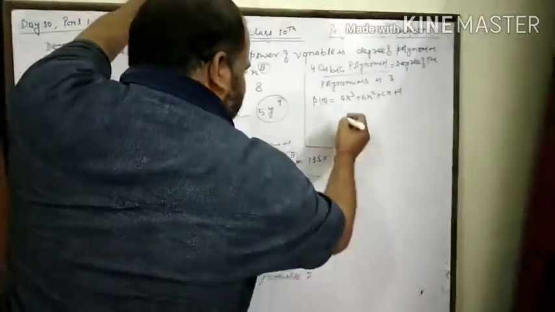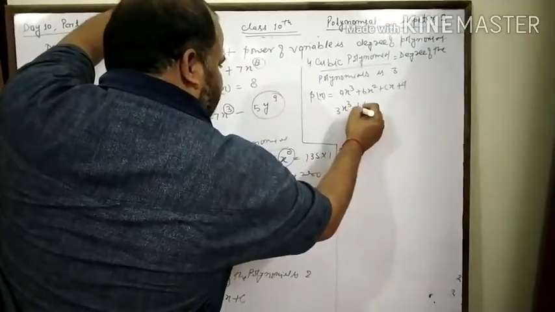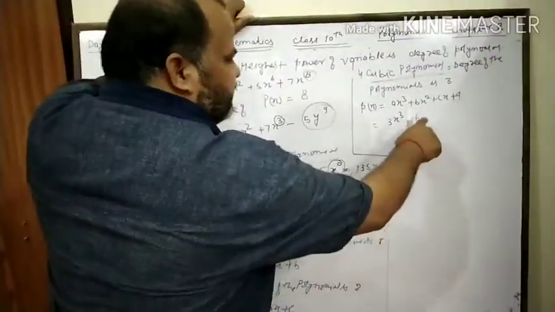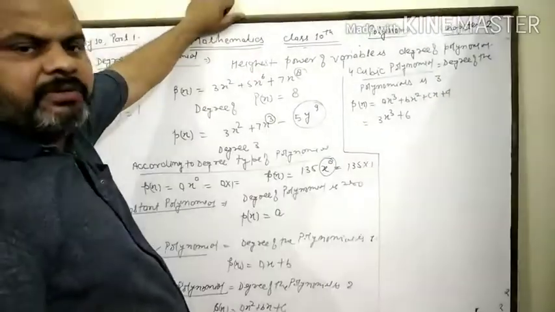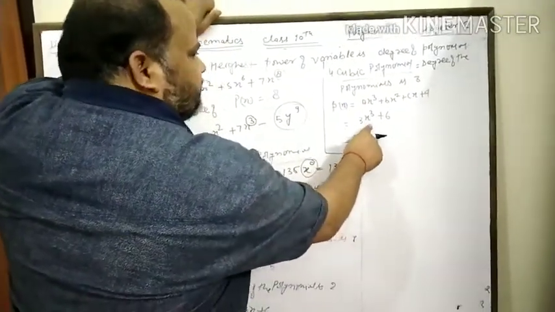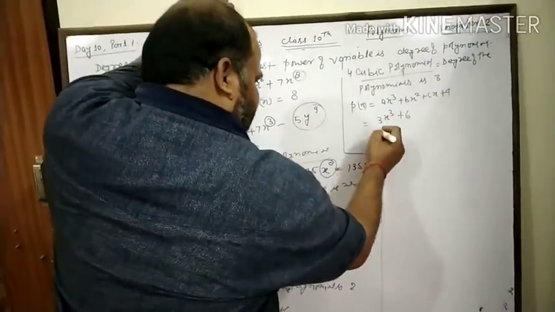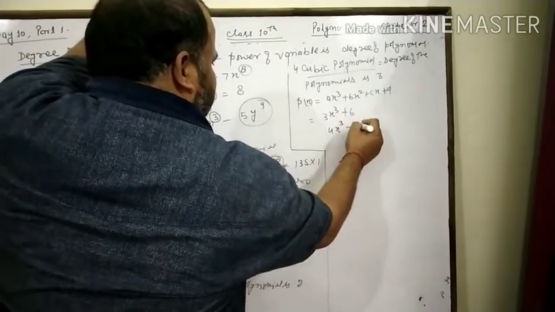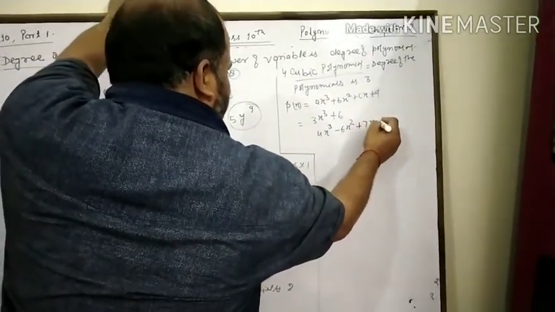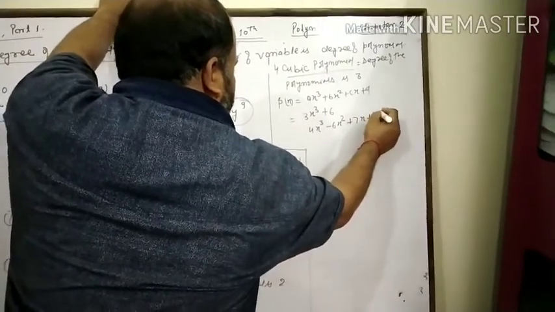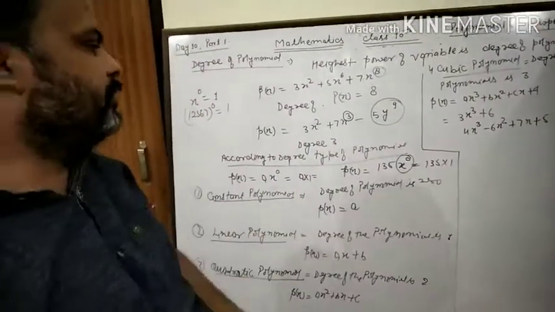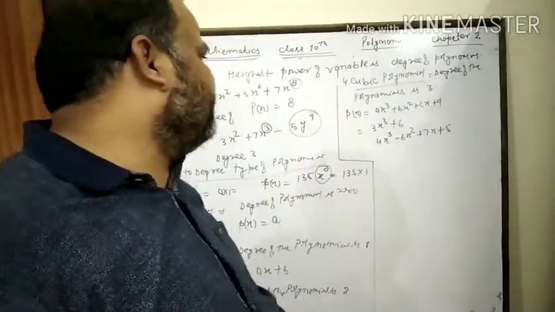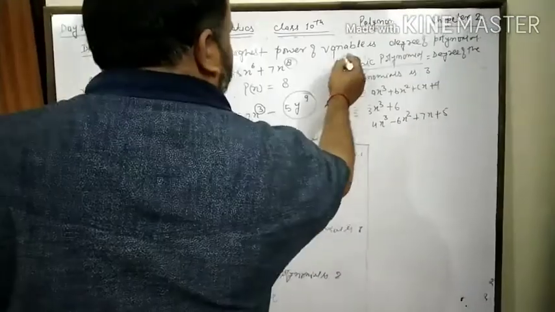Like 3x³ + 6, it is a cubic polynomial. It is not necessary that x² and x are also given. Clear? We only check the highest power of the given variable. In the same way, one more example, 4x³ - 6x² + 7x + 5. It is a cubic polynomial because the power of x is 3, or it is called a third degree polynomial.